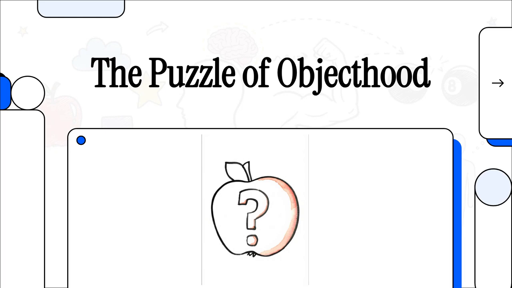Just look around you for a second. You probably see a desk, a cup, a phone. They seem, well, simple enough. But what is it that actually makes them things? I know, it sounds like a kid's question, right? But believe me, it's a puzzle that has tied philosophers in knots for centuries. And today, we're going to try and untangle it.